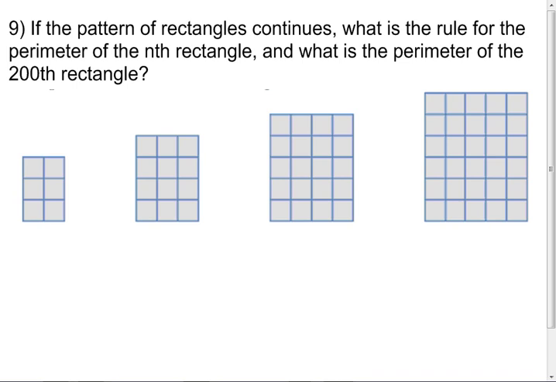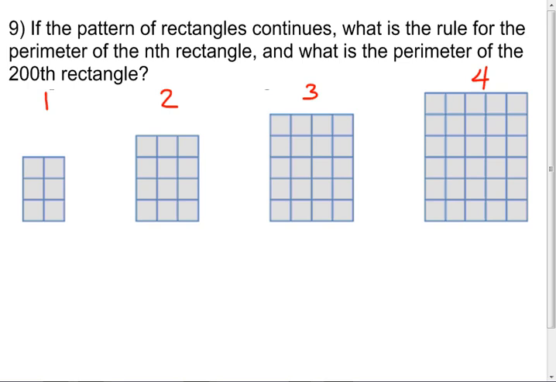And then the other class asked me about this. Let me give you a hint. It says the pattern continues. What's the rule for the perimeter, not the area? So be careful with that. And of the nth rectangle, what's the perimeter of the 200th rectangle? Oh, so we have to figure out what we're going to relate here. This is figure 1, figure 2, figure 3. So that's figure 200.